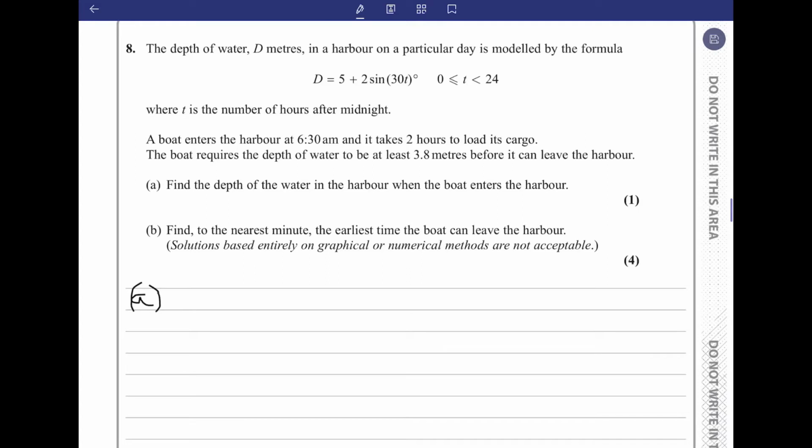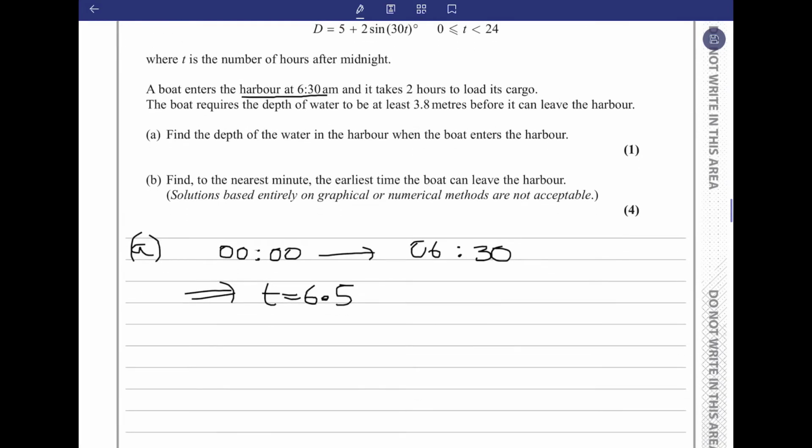So we know the boat enters the harbour at 6:30, and T is the number of hours after midnight. So we need to work out what T is when the boat enters. So we're going from midnight, which is 00:00, to 6:30. And this is 6.5 hours, so it implies T equals 6.5. Now all we've got to do is plug in our value for T into D. So let's go ahead and do that.